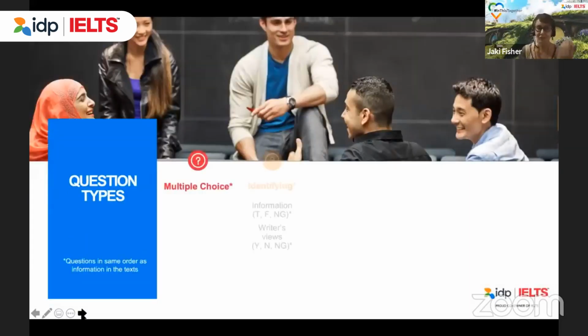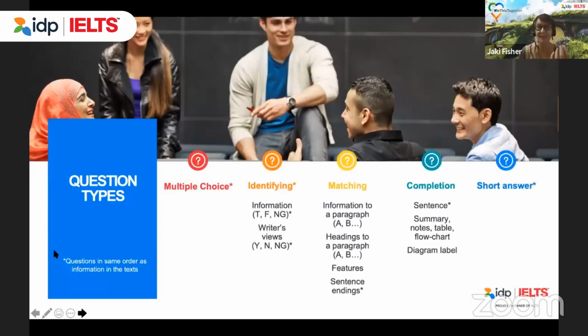Okay, so there are 14 different question types. We won't talk about them all, but these are some of the main types. Multiple choice, we're quite familiar with that. This one, true, false, not given, yes, no, not given. Matching, completing a sentence, and short answer. These are the common ones.